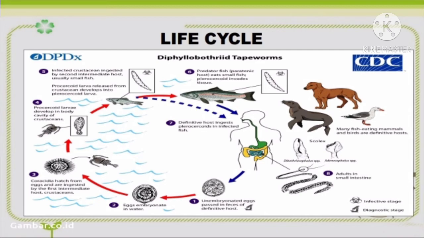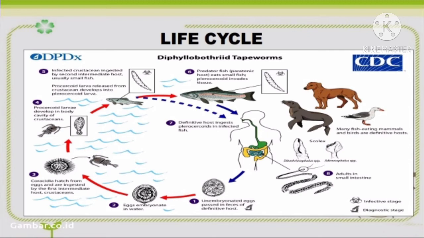And fourth, we have procercoid, or it is the first definitive host niya is mag-develop siya cavity sa crustacean. So in stage 4, so crustaceans are totally infected by the Diphyllobothrium latum.